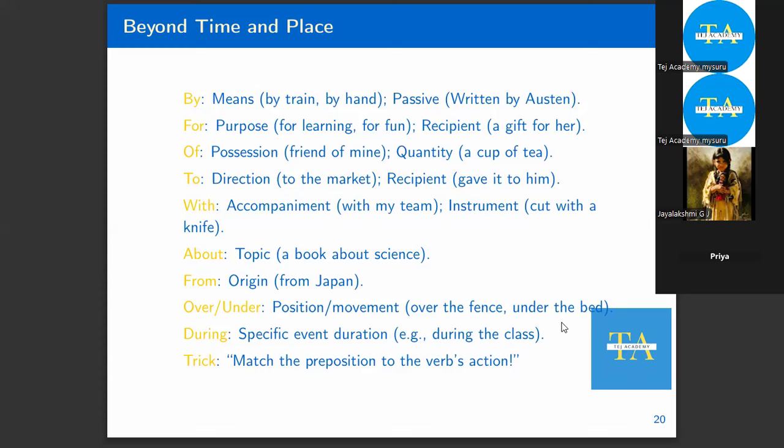Okay, and one more thing is there. We also use it when we speak about our readiness, like I'm about to leave or she's about to come, like that. So other than topic, we use about in these kind of situations. And from speaks about the origin. Okay, this book is from Japan, or this laptop that I'm using is from USA, like that.